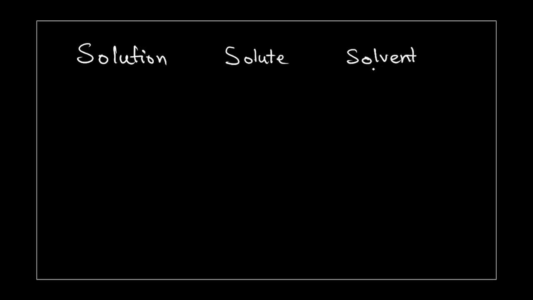Now let us learn about three things: a solution, a solute, and a solvent. So what are these? Well, a solution is made up of solute and solvent. But what are solute and solvent, right? So solute is the thing that dissolves in the solvent.